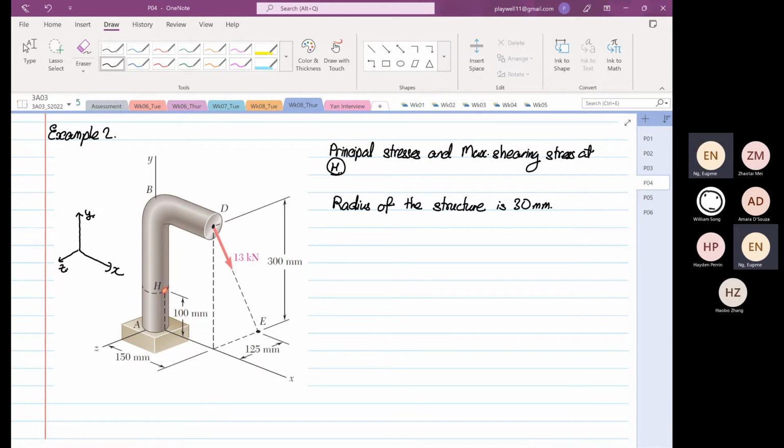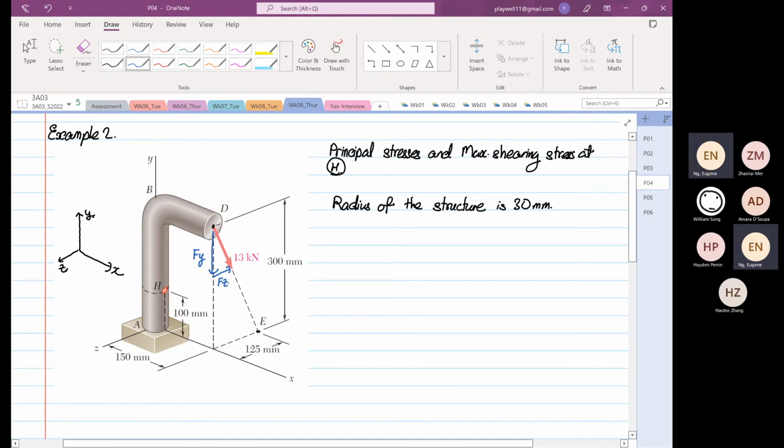The first thing we do is break down the 13 kilonewton force into two components. We have one force coming down in this direction, and that is your Fy, and the other one is in this direction. This is your Fz.